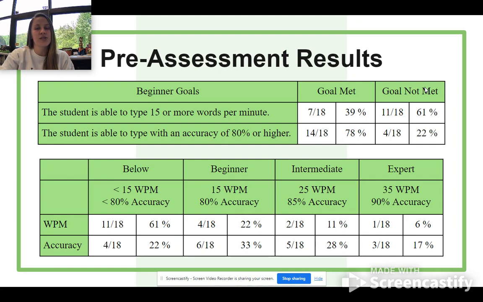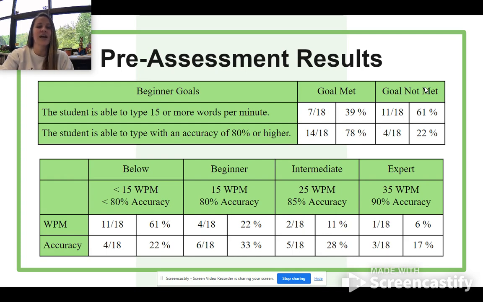These results showed that students were close to meeting the accuracy goal, but were farther away from meeting their words per minute goal. When we broke down the data even more, we were able to see just how many students were in the below, the beginner, the intermediate, or the expert level with words per minute and accuracy.